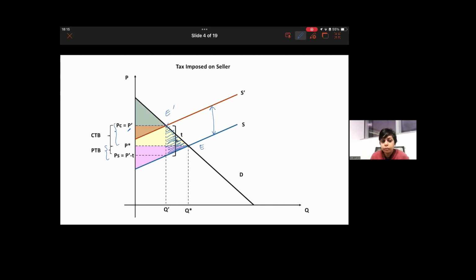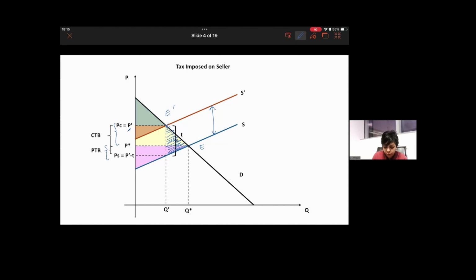Now, what is happening? You can see just from the diagram itself that it has shrunk. Both have shrunk, right? The consumer surplus is now just the green triangle, and the producer surplus is now just the orange triangle, red triangle, whatever color you think it is. So both have shrunk, and shrunk into where?